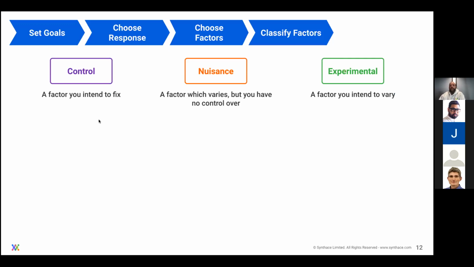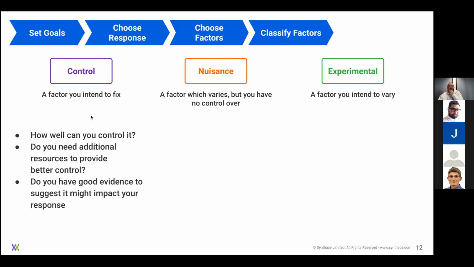Controls are factors you intend to fix during the experimentation. The nuisance bucket includes factors that vary, but they're either hard to control or you have no control over. And finally, experimental factors or experiment variables, which are the ones that you can control and the ones we want to vary during the experimentation, as we think they impact our goal of understanding protein expression.